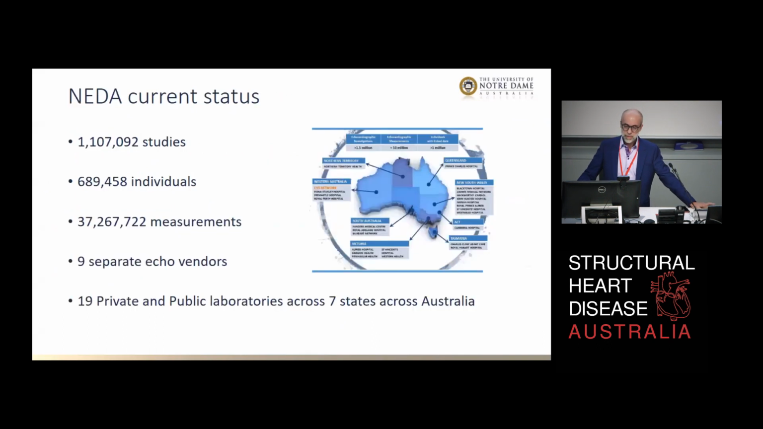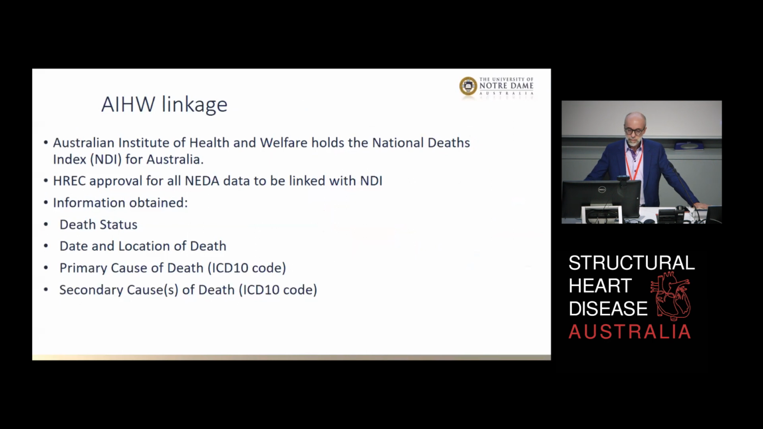So this is the current status of NEDA. In fact, this is the status of our current mortality linkage. We've actually got another 7 labs that we're just waiting to put the data into, and we don't know exactly how many that will be, but it'll push us up closer to probably a bit over 1.5 million studies. This is on 689,000 individuals, over 1 million studies now, 37 million individual measurements, 9 separate echo vendors, and across the whole of Australia. And we've linked with the National Deaths Index.